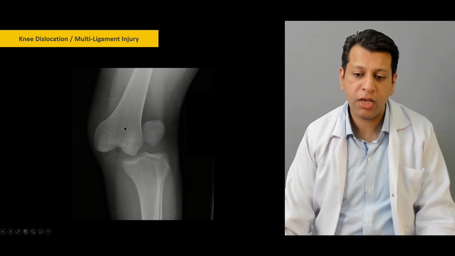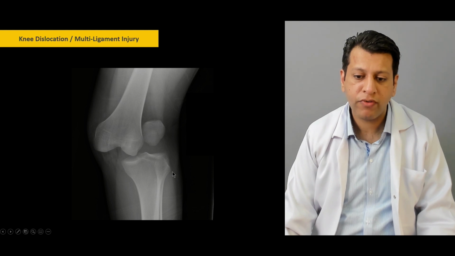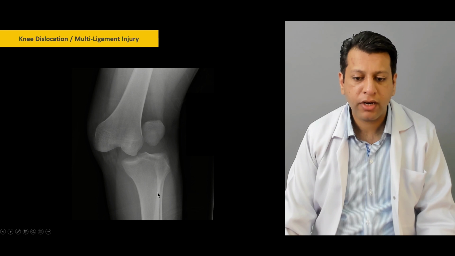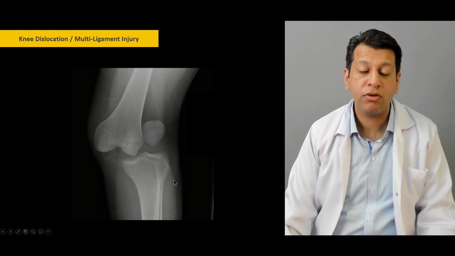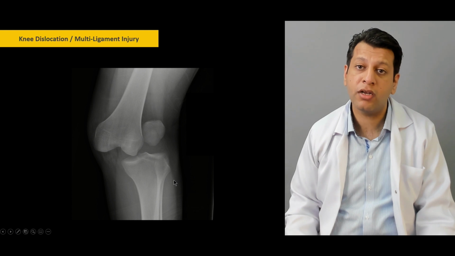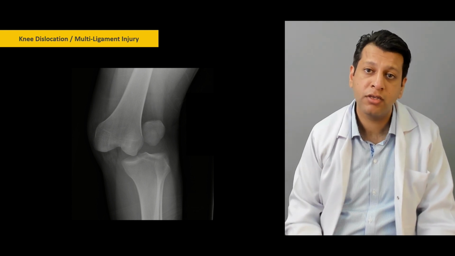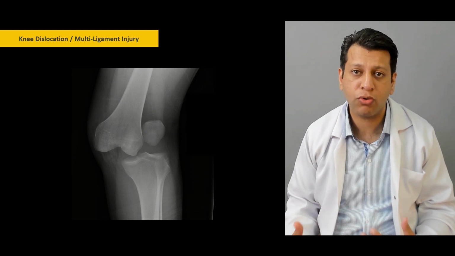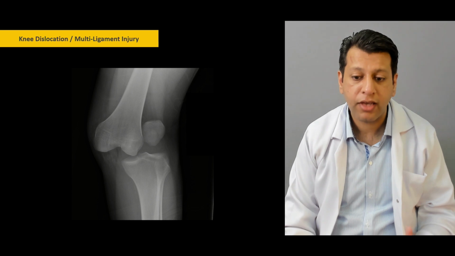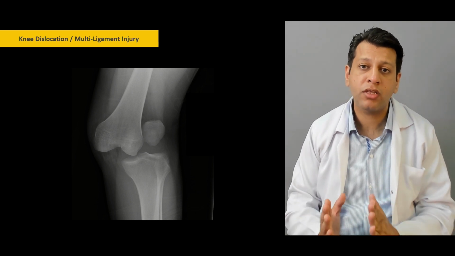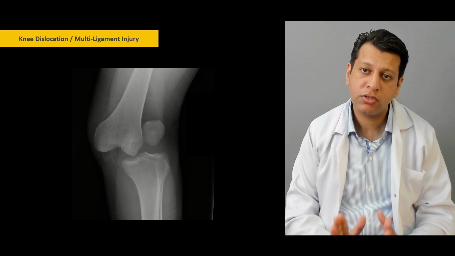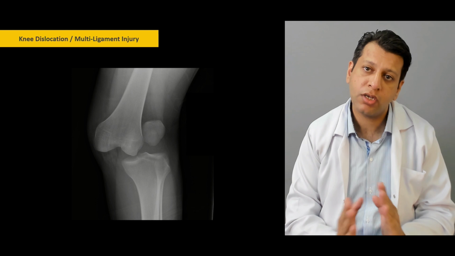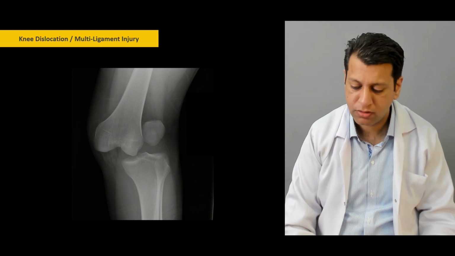If you see it on AP view, it looks like more of a medial rotation, but you have to look at the lateral view as well to check whether it's posterior medial or anterior medial, or posterior lateral or anterior lateral. So on AP and lateral view, we assess where the dislocation has taken place, in terms of where the tibia is going. If the tibia is anterior as well as lateral, this is an anterior lateral knee dislocation. If the tibia is posterior and lateral, this is a posterior lateral knee dislocation.